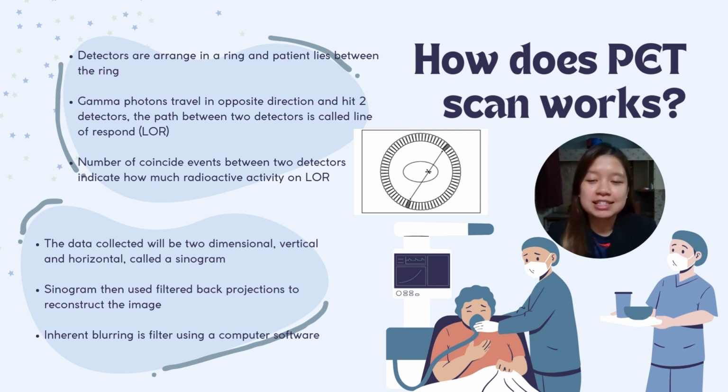The PET scanner has detectors arranged in a ring-like structure with the patient positioned at the center, as shown in the diagram. The two gamma photons traveling in opposite directions strike two detectors simultaneously. The path between these two detectors is referred to as the line of response, LOR. The number of coincident events detected along these LORs indicates the level of radioactive activity. The collected data is then presented in a two-dimensional format called a sinogram. The sinogram data undergoes a reconstruction process called filtered back projection, resulting in detailed images.